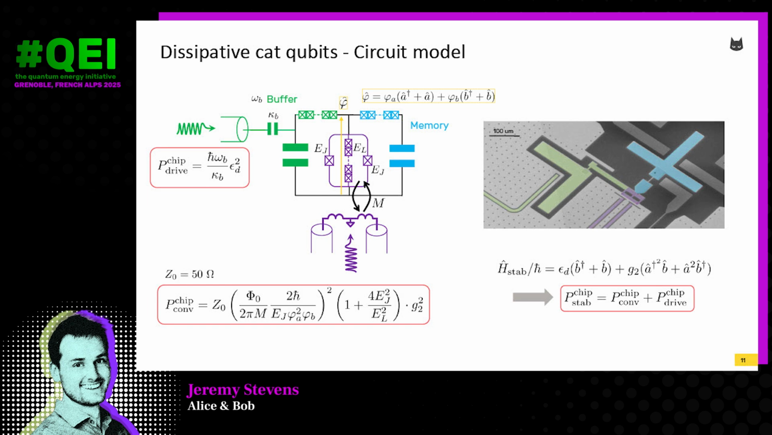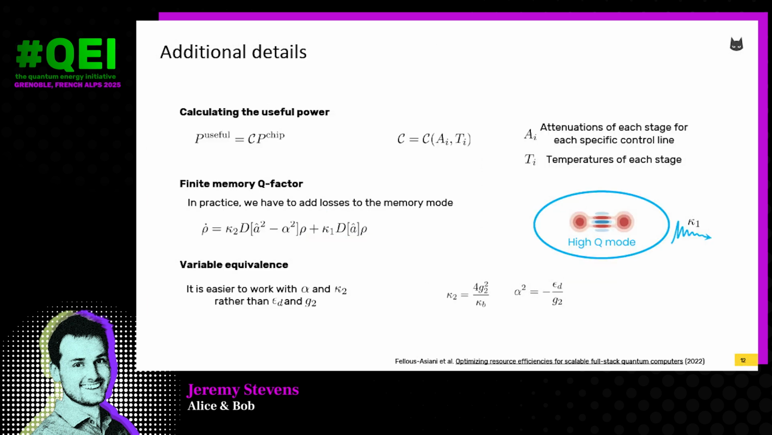So the total power you need to stabilize a cat-qubit is the sum of these two terms. Now I have basically created a relation between something that I can measure macroscopically and the circuit parameters which I can control or simulate. There are just a few additional details I have to go through before I can talk about the exact values for this power.